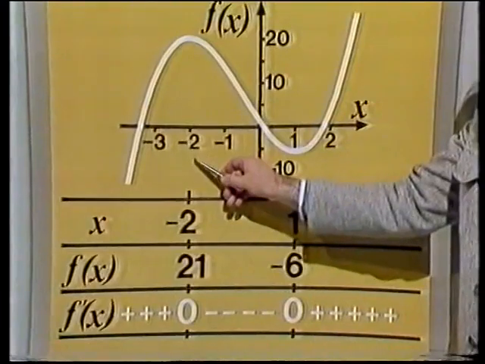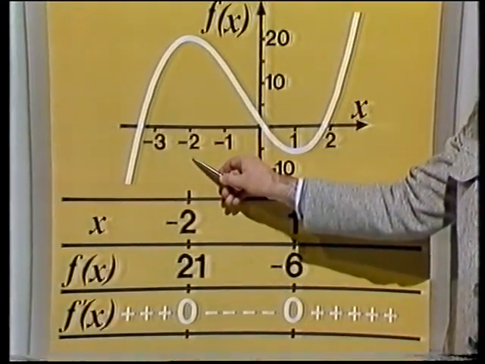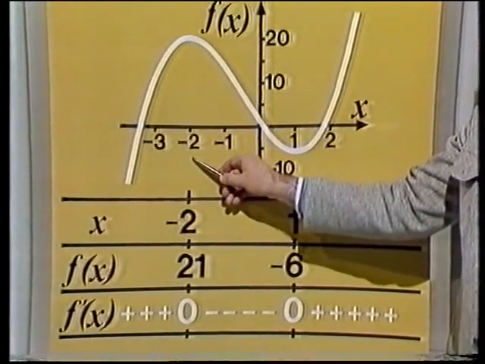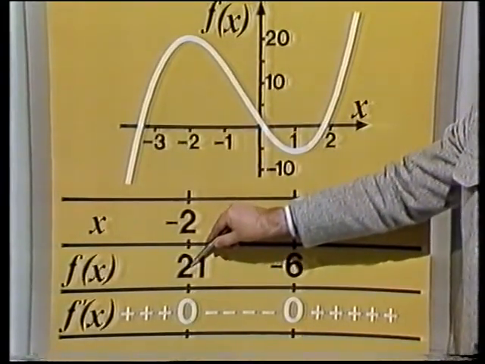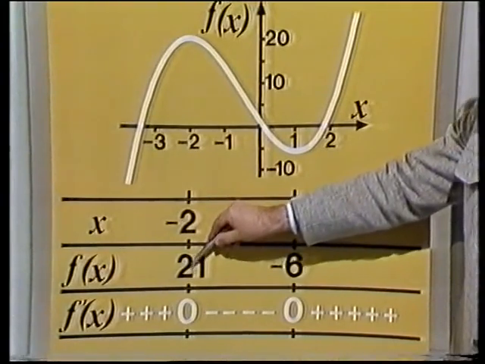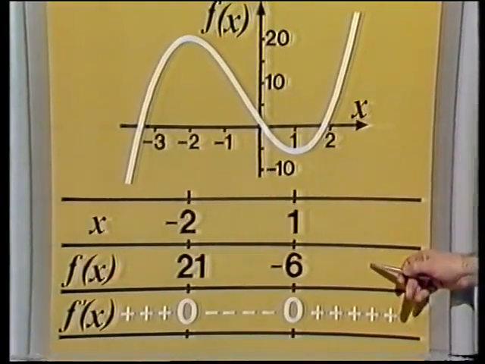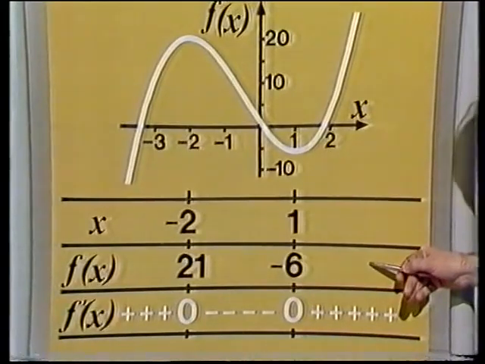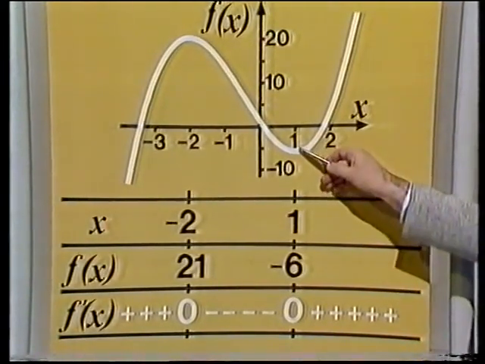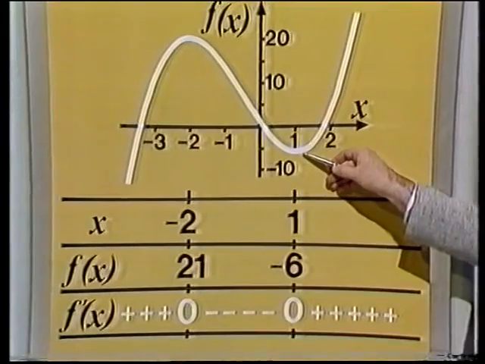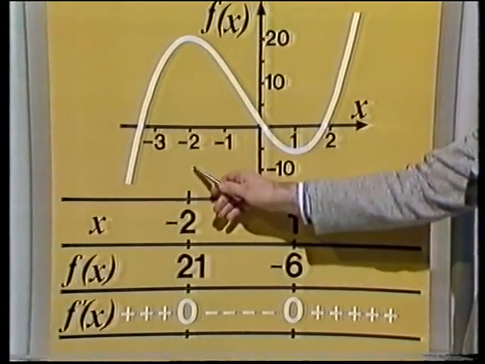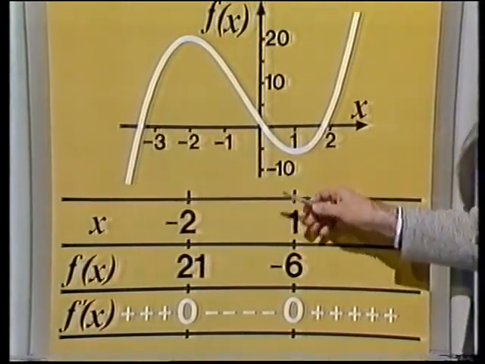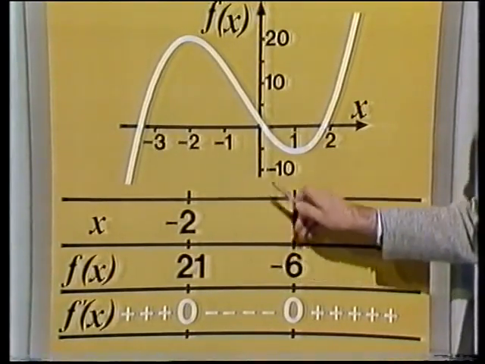I think you can see that to the left of minus 2, the function is increasing. And what's the corresponding thing that happens to the derivative? If we look at the table underneath, we see that the derivative is positive. Now, in fact, the derivative is positive for another set of values, namely the values of x which are greater than 1. And if we compare that to the graph, we see that the function is increasing on that stretch too. And the last thing is that between minus 2 and 1, the derivative is negative and the graph is decreasing.